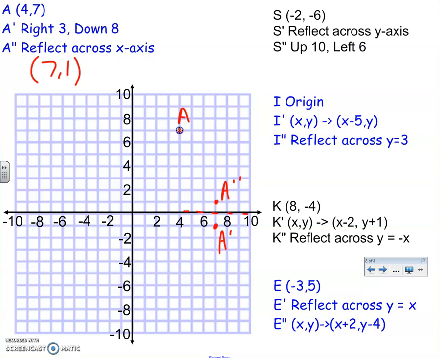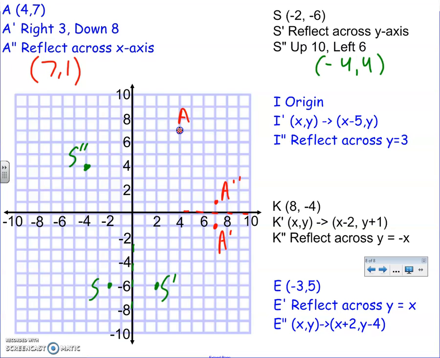S is at -2, -6, left 2, down 6. Here's S. It says reflect across the y-axis. Y-axis is this one. So I'm counting right 2 more. Here's S prime. Then it says up 10, left 6. So up 1, 2, 3, 4, 5, 6, 7, 8, 9, 10. Left 6, 1, 2, 3, 4, 5, 6. Here's S double prime. That is -4, +4. So you should figure out all these. All right, try the next one.